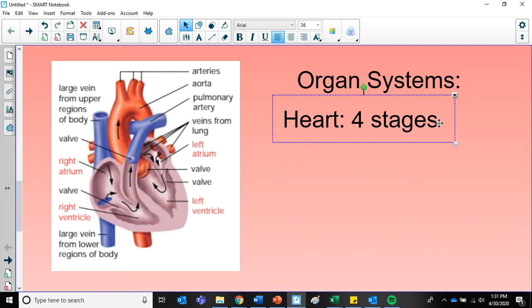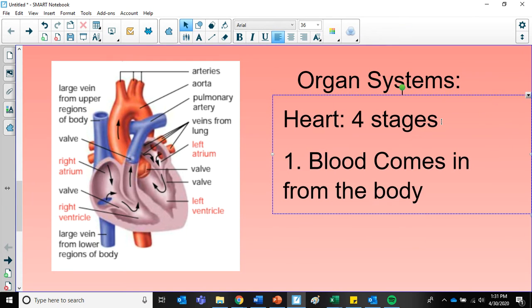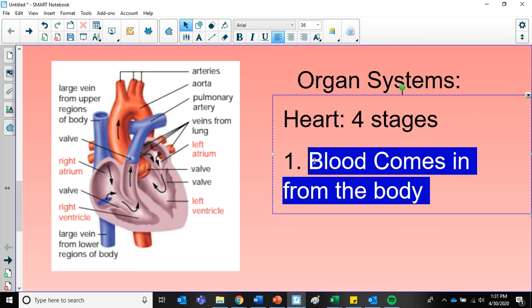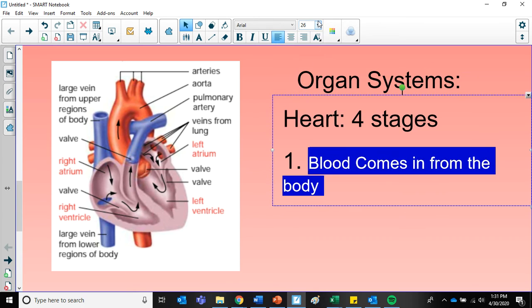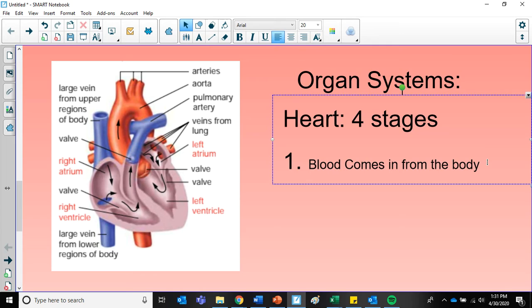Well, for this, I have kind of the simple way of talking about it. First stage, blood comes in from the body. Perfect. There it is. Real simple, summarized point when I went back through my notes. Okay. When you're doing this on your own, please try to do this because it helps to summarize it and not just write it out word for word.